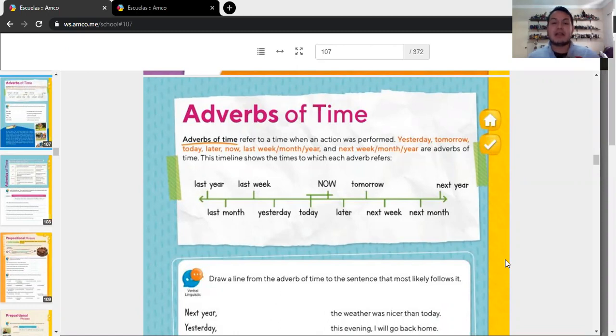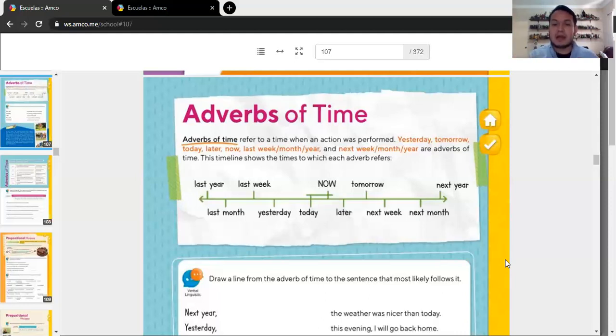Adverbs of time. Remember that an adverb is an adjective that is going to be giving us information about the verb. It's going to affect the verb. An adverb, that's why it says adverb, adjective and verb. They are together. They work on the action. Adverbs of time refer to a time when an action was performed, when something happened. Yesterday, tomorrow, today, later, now, last week, last month, last year, next week, next month, next year. They're going to tell you when something happened. Could be in the future, could be in the past, could be in the moment.